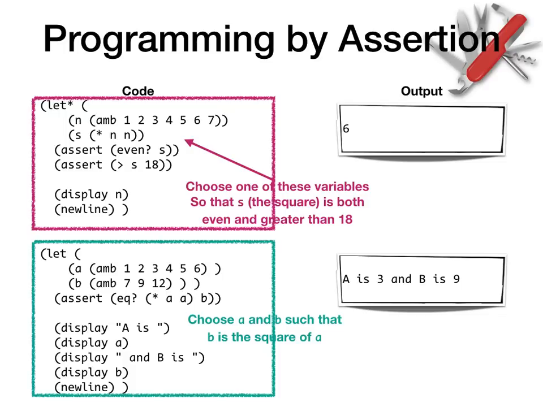Okay? Now if it didn't find any that satisfied the assertions, it'll give you an error. But as long as one of the values satisfies your assertion, it will return that one. If there's multiple, then it generally returns the first one that satisfies it. But logically, it can return any of them. So that's what ambiguous values look like.